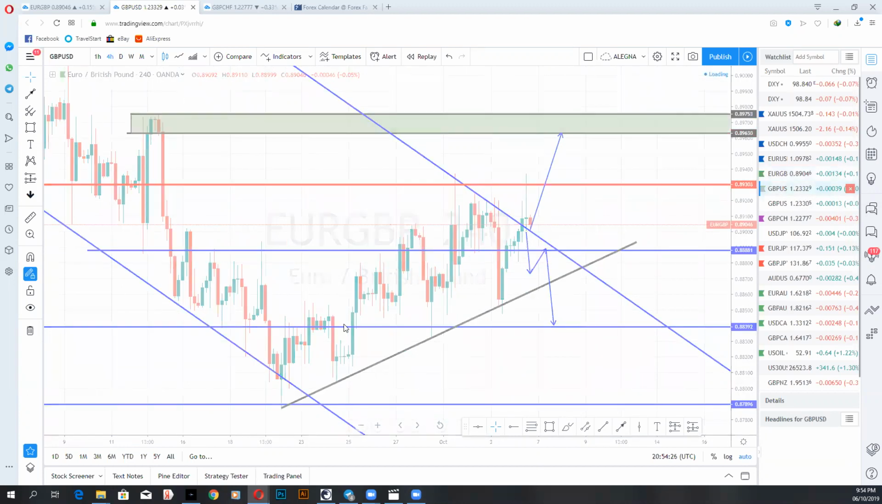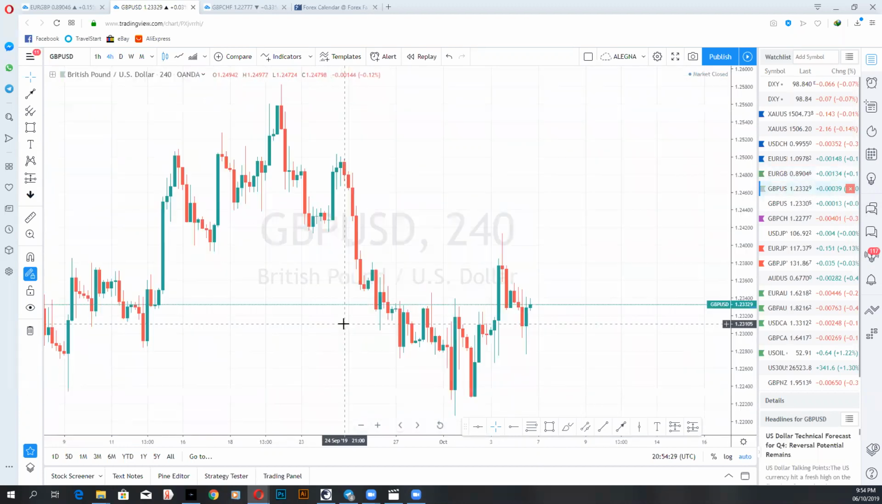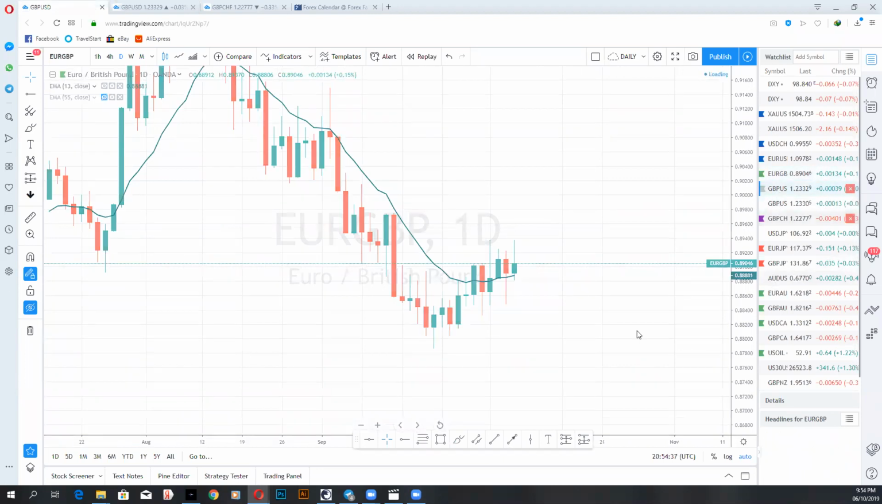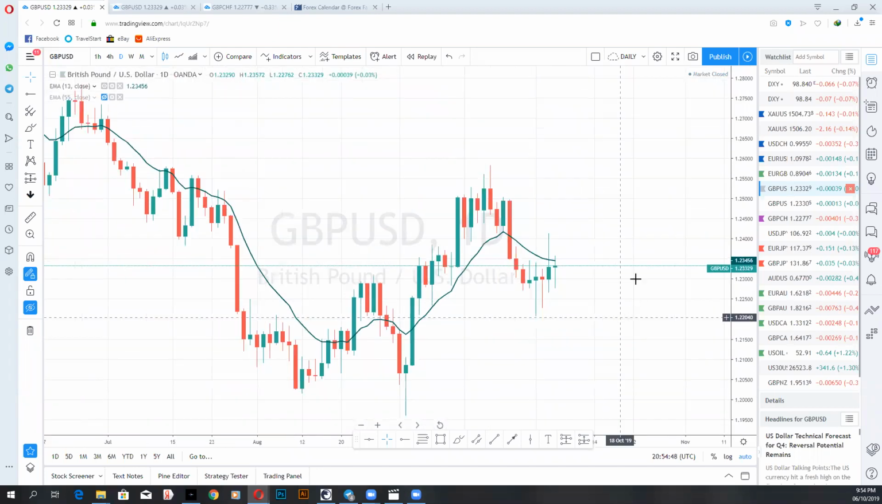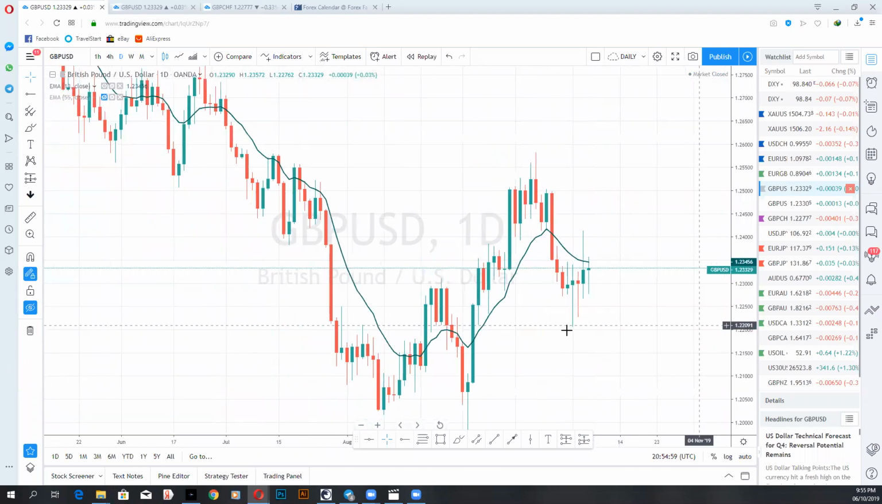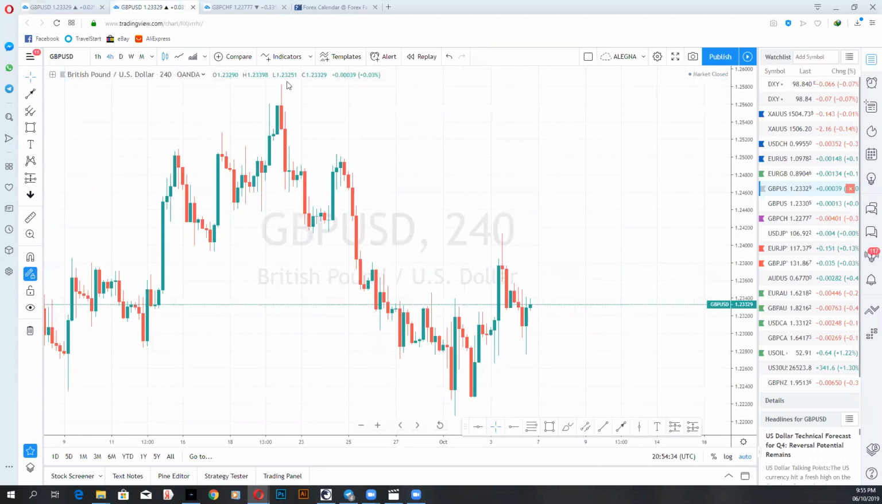So the next pair we'll be looking at is the GBP USD. Let's see how it closed off on the daily. Well, the daily close for Friday is not so impressive, but these wicks to the lower side still point to the possibility that it may try to rally to the top side.